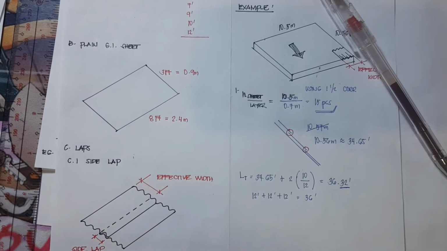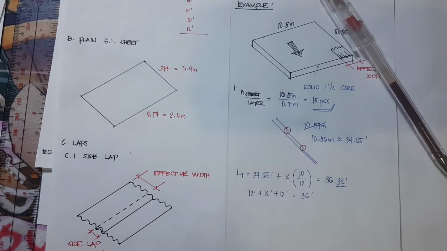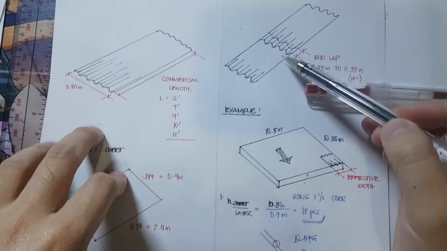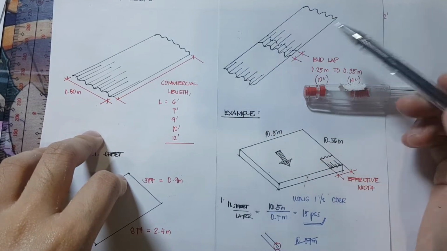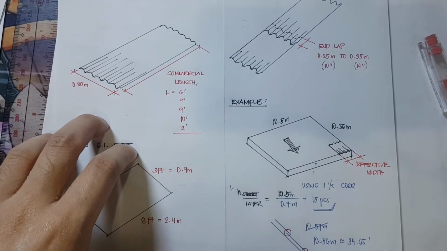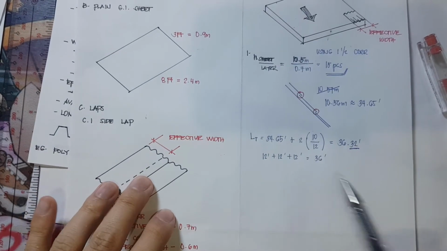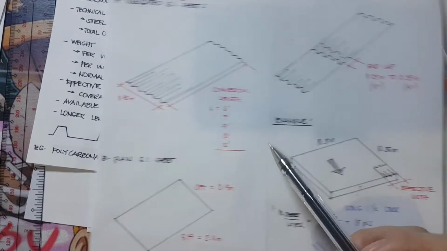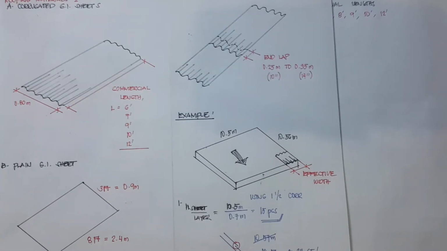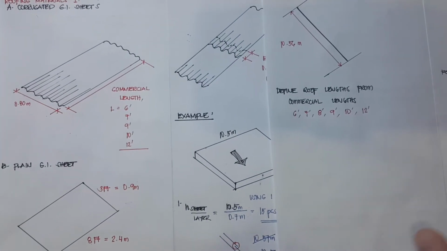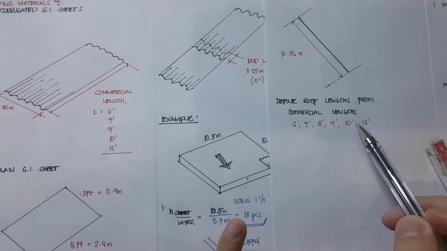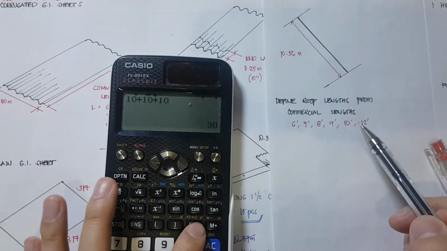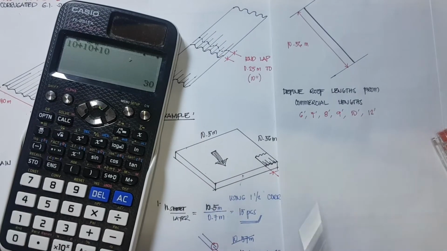What should we do? I suggest do not drop the 0.32. Rather, extend the length of your corrugated GI sheet. Okay? So in this case, we cannot use 3 pieces of 12. Let's try to combine another commercial length. For this time, let's say I'll be using 10. That 10 plus 10 plus 10, so that's 30.